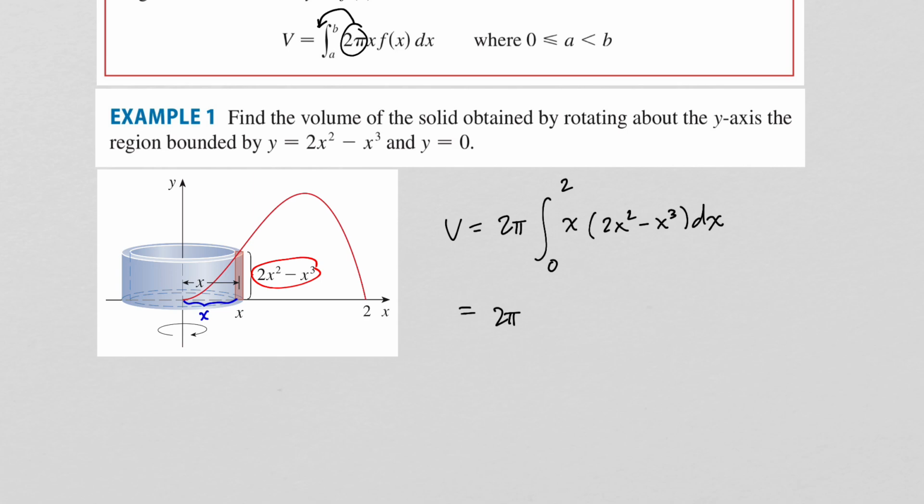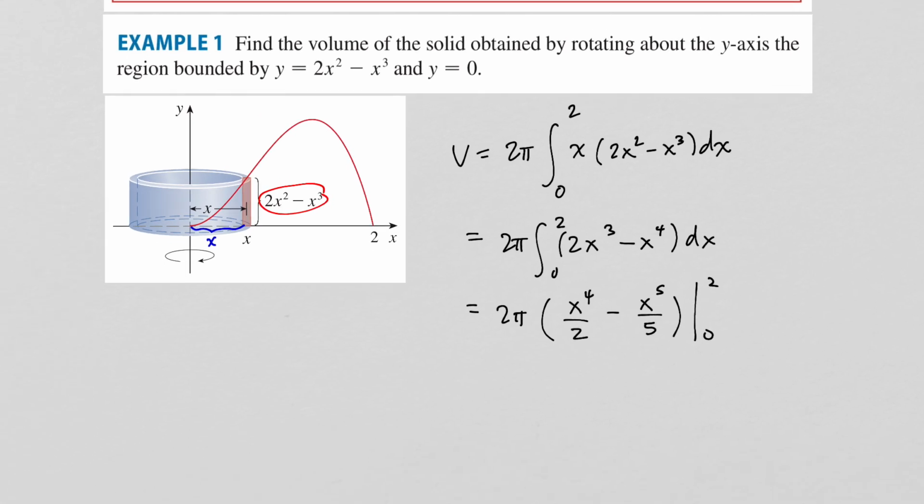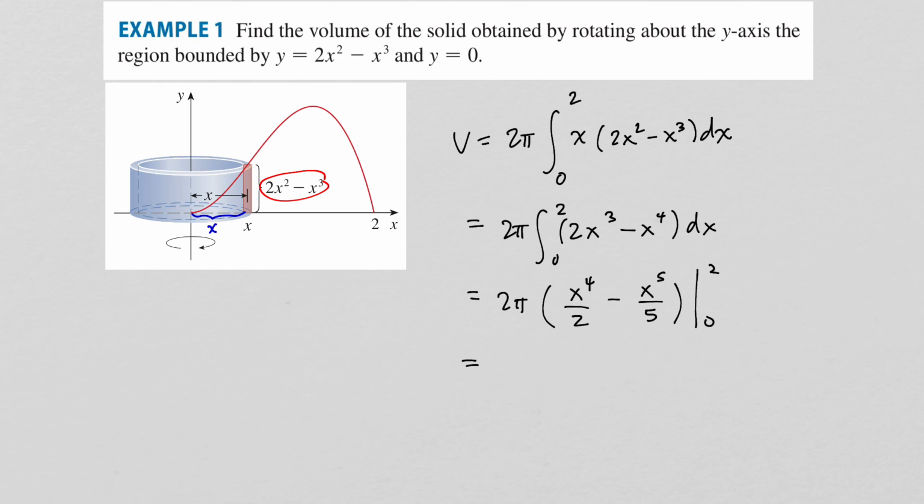And I think you should factor it out. It makes the problem a little bit easier. Now I'm going to distribute x to both terms there. And now we'll take the antiderivative, which is going to be 2x to the fourth divided by 4, which simplifies to x to the fourth over 2, minus x to the fifth over 5 from 0 to 2.